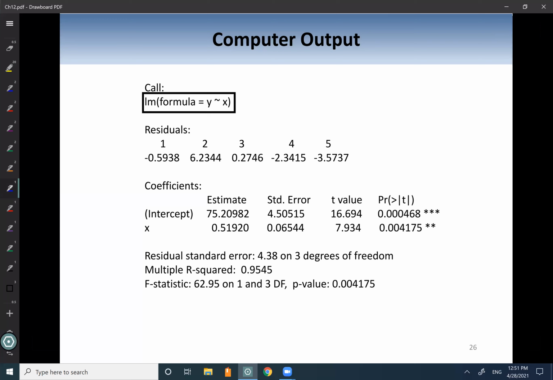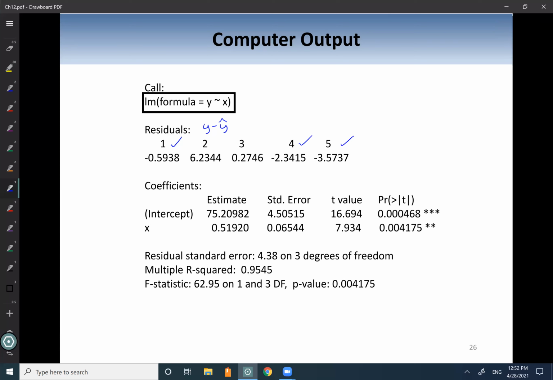So remember, it's y minus y hat that gives the residuals, and the first one, the fourth one, and the fifth one are negative values. The second one and the third one are positive, and that is consistent with our residual plots and also the plot with the least squares regression line. 3 of those data points were below the line, 2 are above the line, so that is consistent.